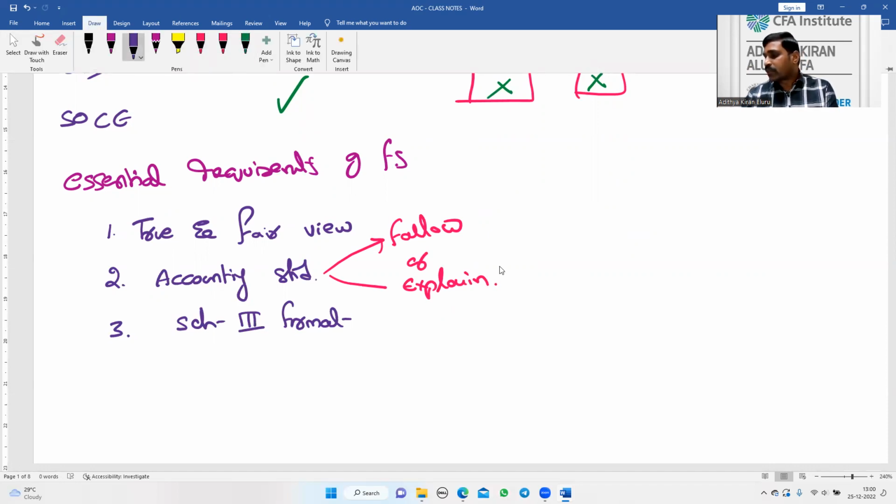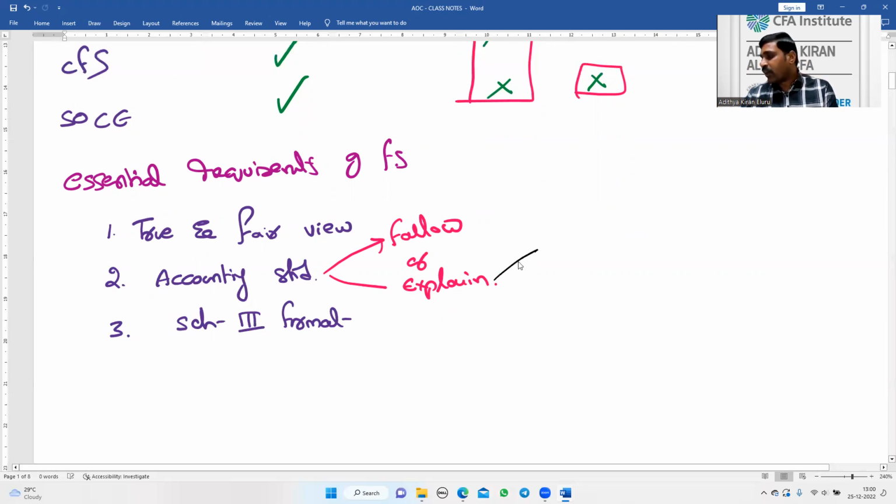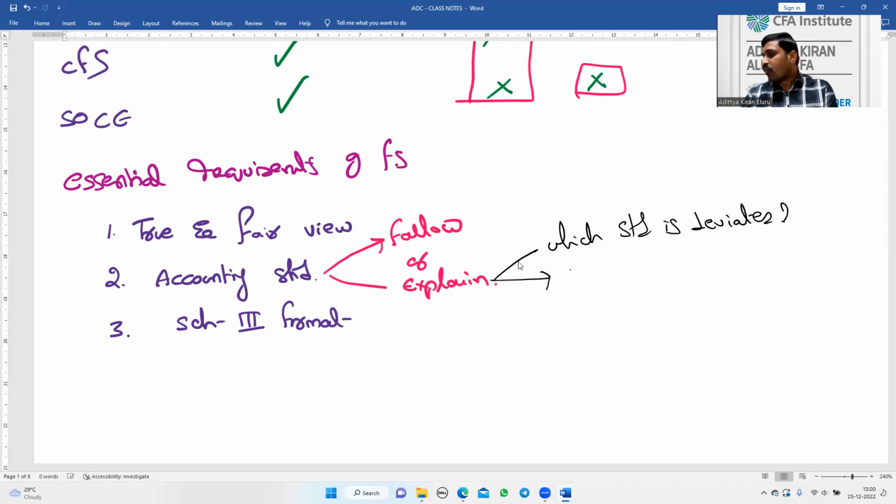Sir, what do I need to explain? You need to explain the deviation. Which standard is deviated? You have to explain which standard is deviated, and why you have deviated. That is the reason. I have to show the reason why I have deviated.